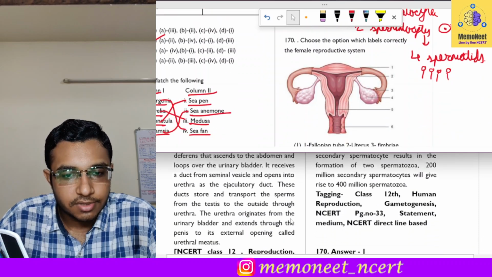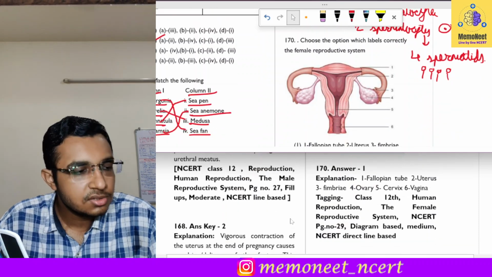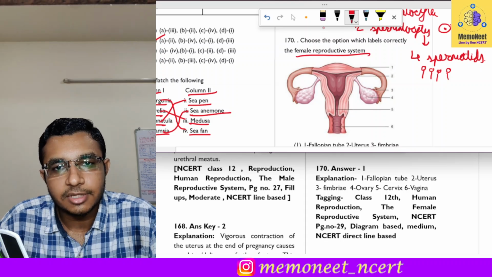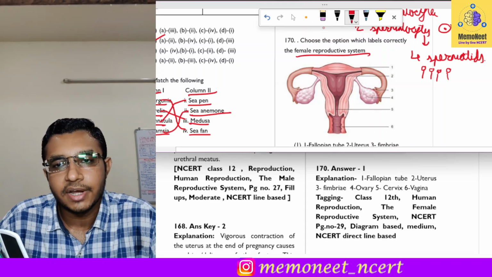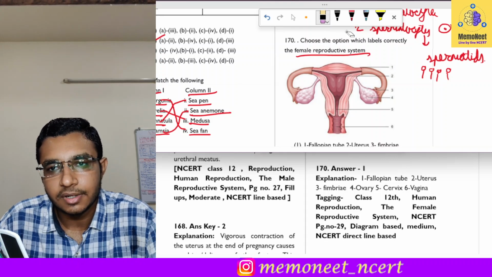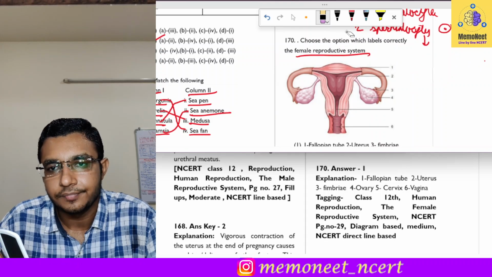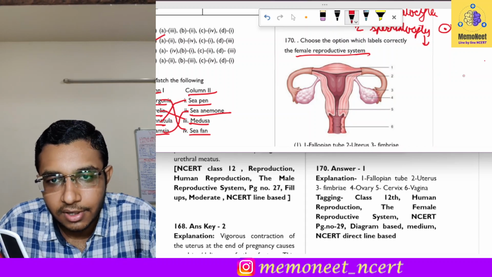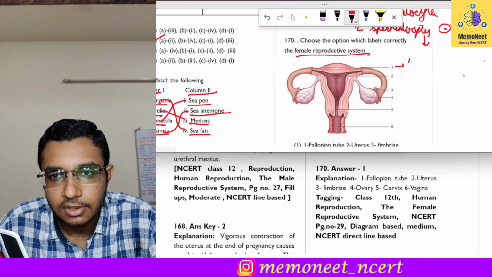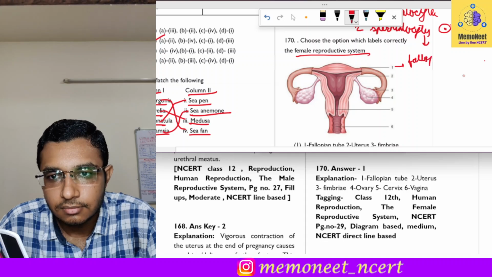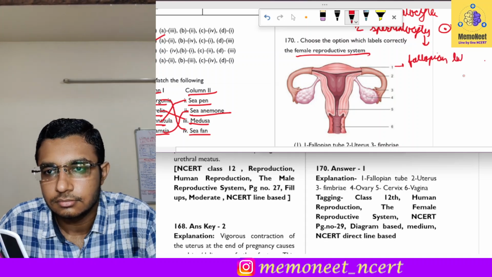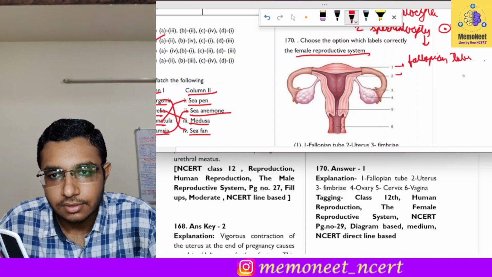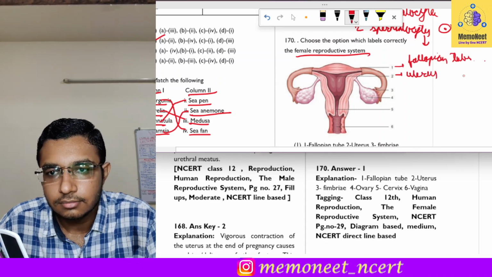Next question is question number 170. So it says choose the correct option which labels correctly the female reproductive system. Okay, so we have to find the correct labeling of the female reproductive tract which is given over here. So what is the first one? So this number 1 is the fallopian tube. Okay, so this is the fallopian tube. Then the second one is the uterus. Okay, so this is the uterus.